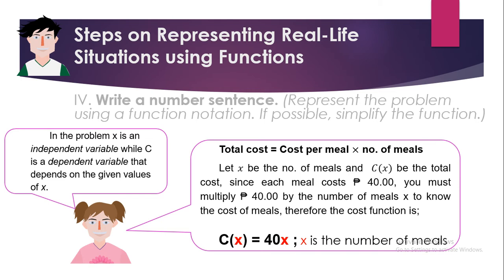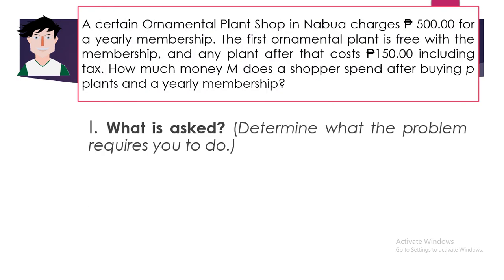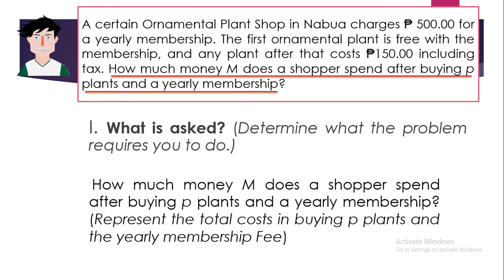Let us proceed with example 2. The next example: a certain ornamental plant shop in Nabua charges 500 for a yearly membership. The first ornamental plant is free with the membership, and any plant after that costs 150 pesos, including tax. How much money does a shopper spend after buying P plants and a yearly membership? So to answer that, we will follow the steps mentioned earlier. The first one is what is asked. The problem requires us to represent the total cost of buying P plants and the yearly membership fee.